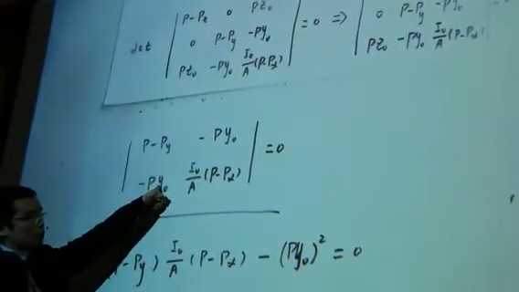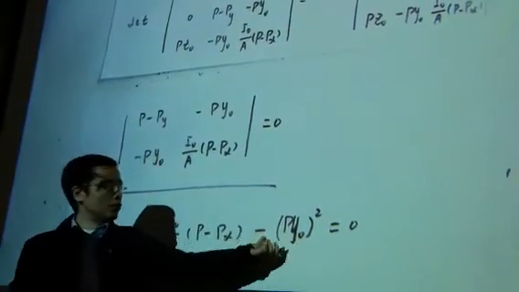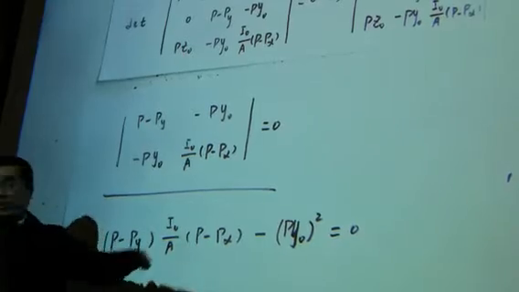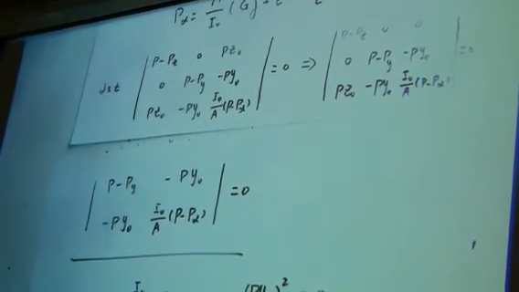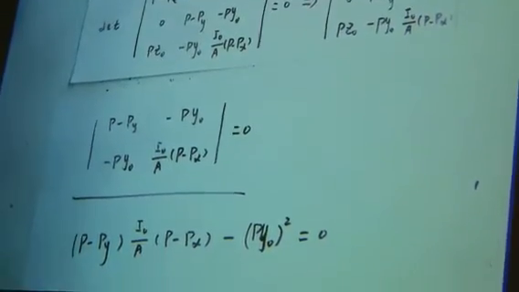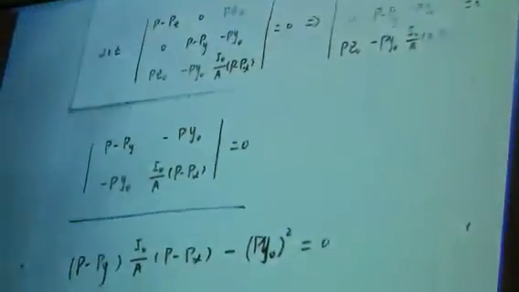This term times this term, p times y0 squared, and this one times this one minus that one. So you end up with a second order equation with one unknown. T is unknown. Okay? And you can simplify this equation.